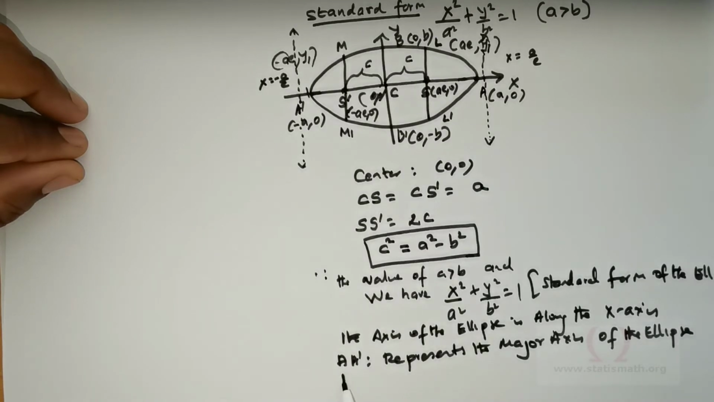Okay, now B B dash represents the minor axis of the ellipse.